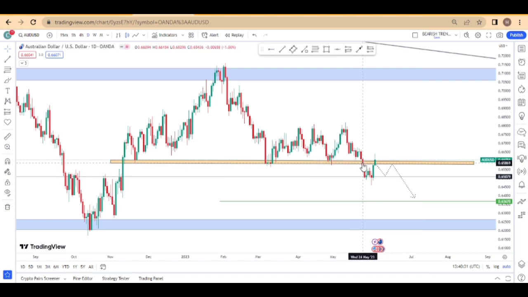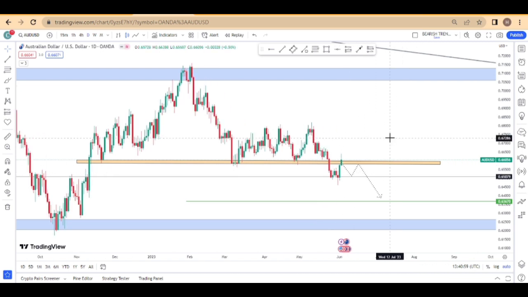Today we'll be looking at AUDUSD. Last week we had an analysis on the AUDUSD. The Aussie dollar has been in a consolidation phase, and it broke out of that consolidation last week around May 24th. It consolidated again before having a downward move, which ended up being an indecision candle.